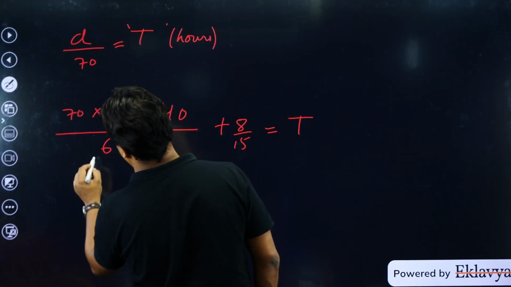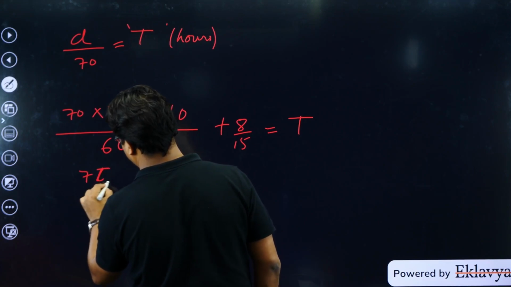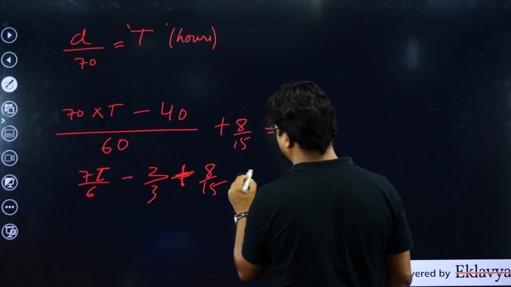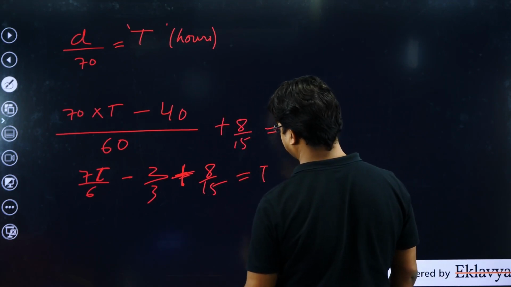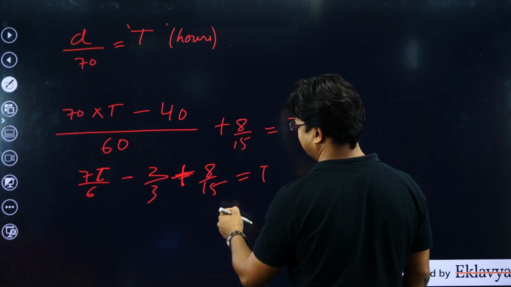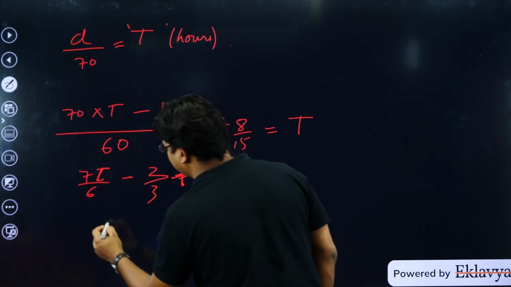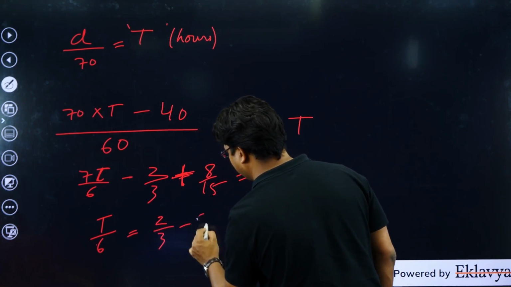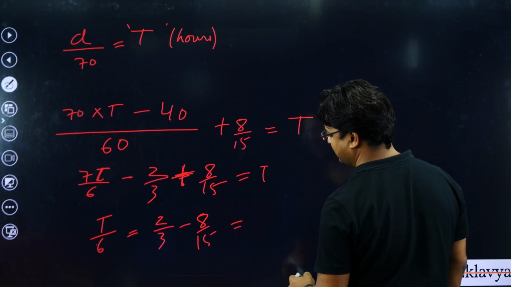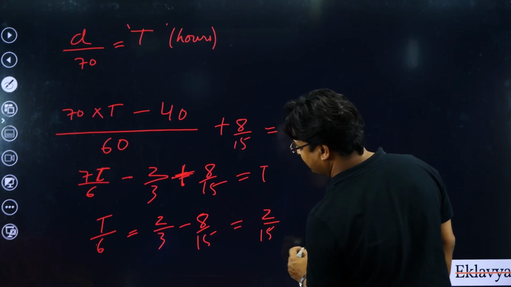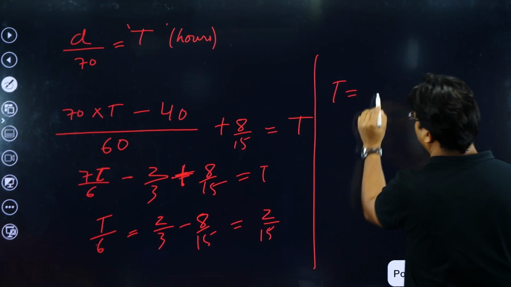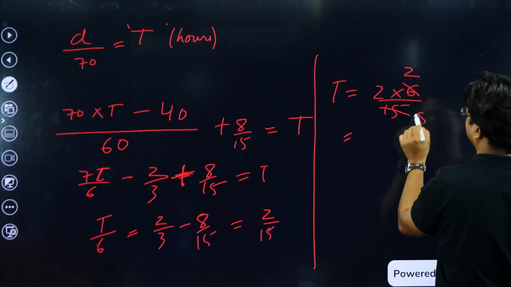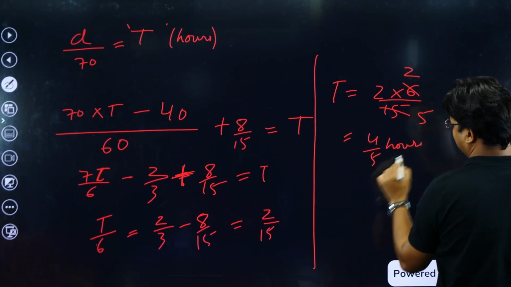Okay, now let's solve. So this would become 7t by 6 minus 2 by 3 plus 8 by 15 is equal to t. Okay, so let's bring that to this side. So this will become t by 6 times (70 minus 60), which is equal to 2 by 3 minus 8 by 15, which is 2 by 15. Okay, so the time t would be 2 into 6 by 15, so 4 by 5 hours. Okay, 4 by 5 hours.